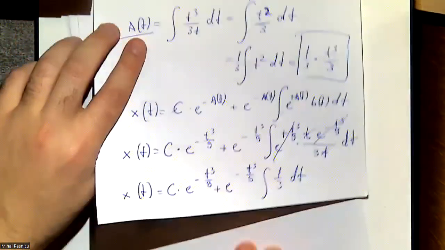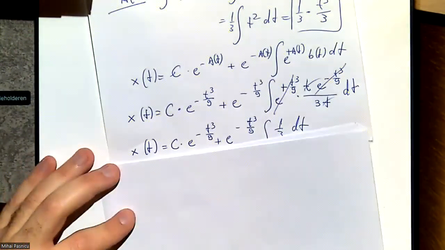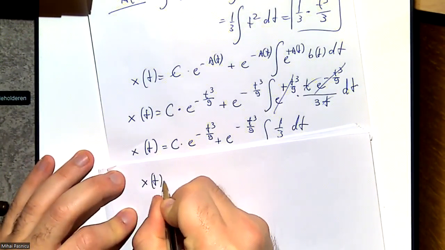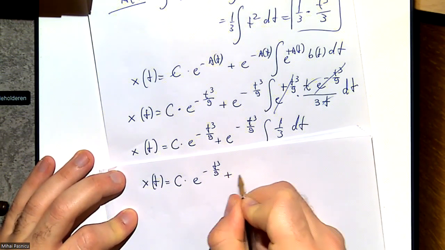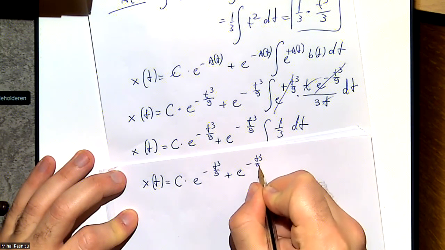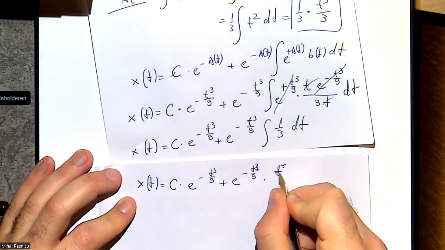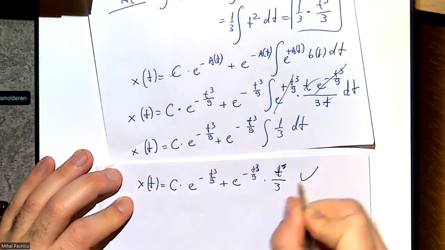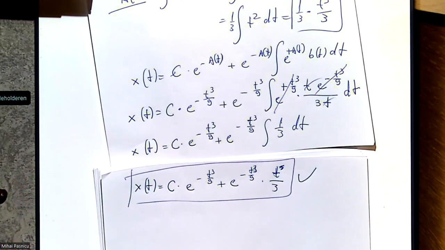And this is clearly just x(t) is equal to constant e^(-t^3/9) plus e^(-t^3/9) times t over 3. And this is it. This is my general solution. They didn't ask me to compute a particular solution, so I'm just going to leave it at this. This is me solving it.